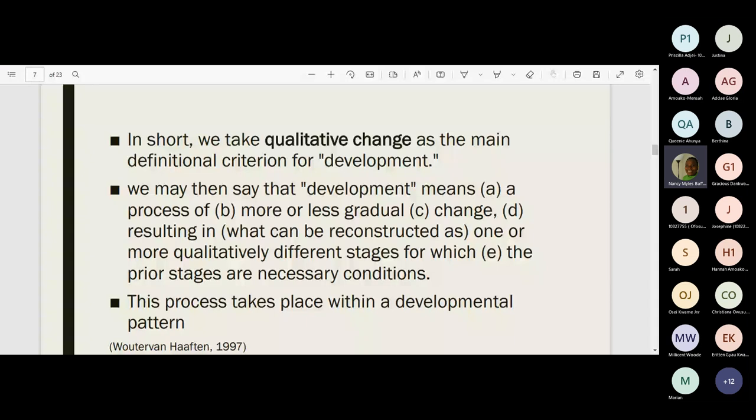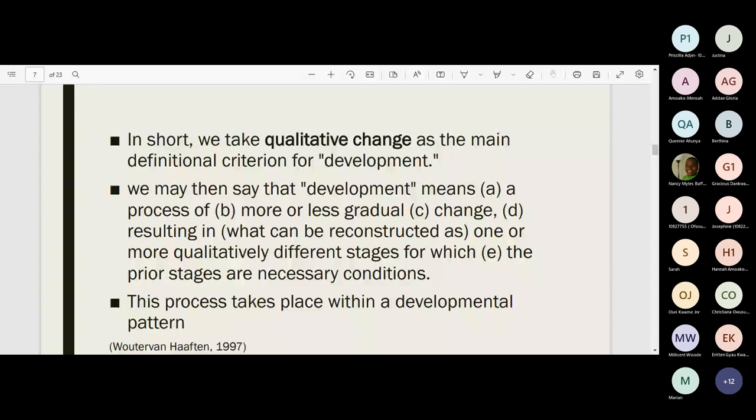When we have a process that leads to a more or less gradual change, which results in one or more qualitatively different stages, for which, there comes the fifth one, for which the prior stages are necessary conditions. Okay. Who wants to explain that, the last bit? The sister has put her hand. Enoch, go ahead. Welcome. Go ahead.